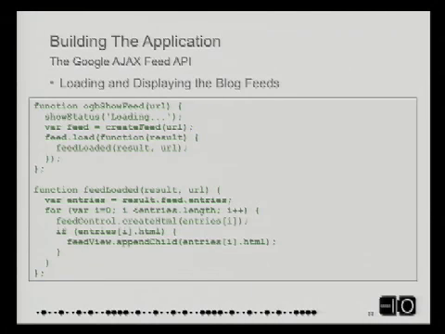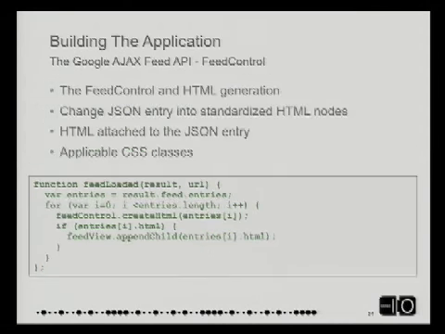So instead of me doing all the creation, I actually ask the feed control to do that for me. The feed view, again, is that detail view. So then I simply append those nodes as I rip through it. So again, the feed control and the HTML generation essentially changes the JSON entry into the standardized HTML nodes. The HTML is attached as a JSON property, so it's very easy to utilize. And then we simply have applicable CSS classes.